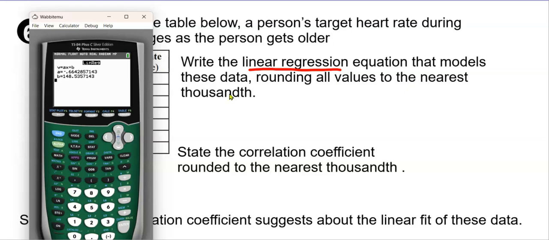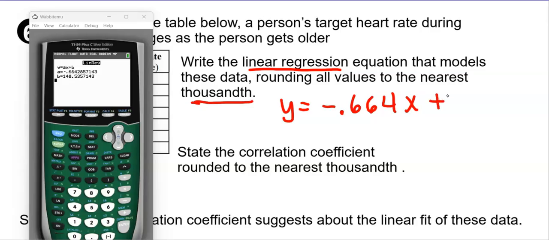We are asked to round the values to the nearest thousandths. Therefore, my A value will be -0.664, and my B value will be plus 148.536. The next question asks me to state the correlation coefficient, which is not currently shown because I don't have my diagnostics turned on.